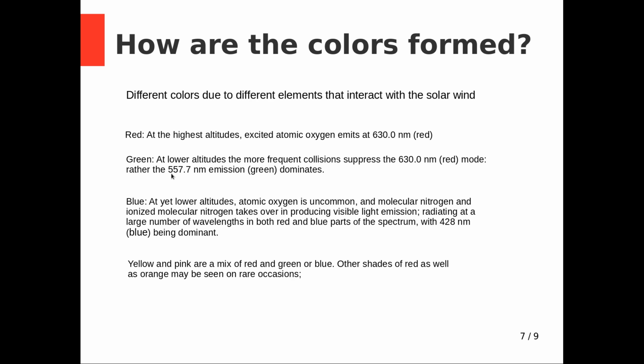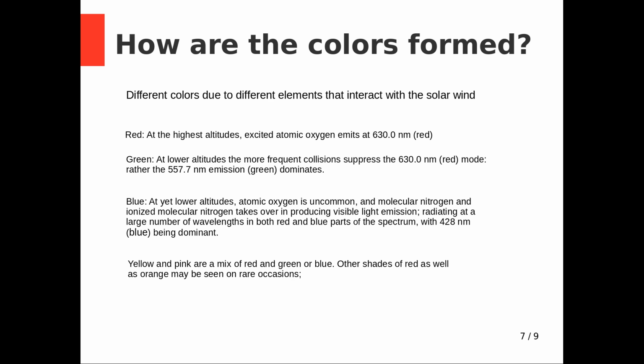Okay, now we have the blue, which is at yet lower altitudes where oxygen is not abundant. So we have nitrogen, which is actually the most part of our atmosphere, and it creates this wavelength, which is blue. Okay. Also, we have yellow and pink. They are much more weird. They're a mixture of green and blue and red, and actually every color is theoretically possible, but we need to have the precise conditions in order to achieve them.